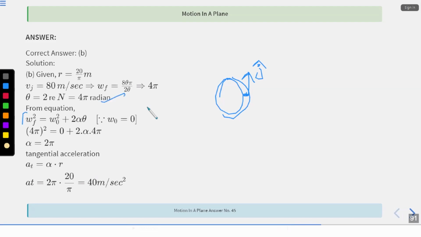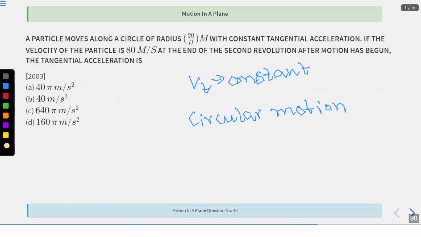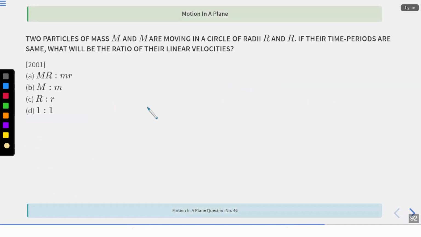So you just apply the equation. These are the equations we have, which is nothing but Newton's equation, but in the form of circular motion. Just apply it and you'll get alpha. And we know that tangential acceleration AT is equal to alpha r. So just substitute the values and you'll get the answer. Our correct answer is B. Okay, let's move on to the next question.